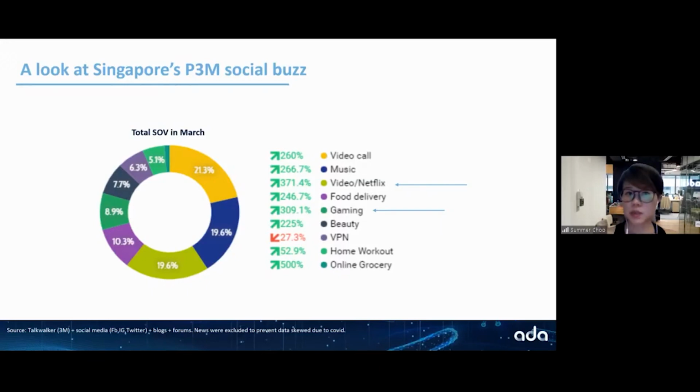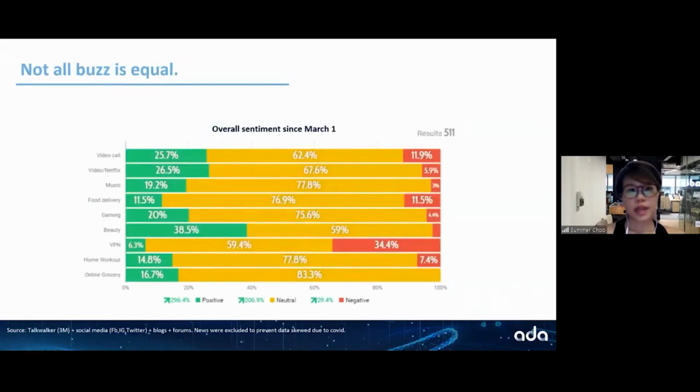Now, another category that stood out a lot in terms of social buzz during COVID, unexpectedly, was actually beauty. And what is all this buzz about? It doesn't mean that all buzz is equal and all buzz is good buzz. Now, if we take a look at buzz sentiments, the green bars being positive sentiments, yellow being neutral, and red being negative, two categories actually stood out again. The first one, beauty: there's actually a spike in positive sentiments when it comes to beauty.